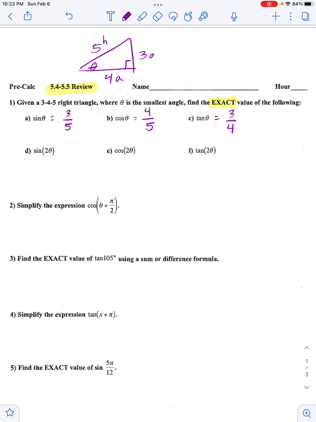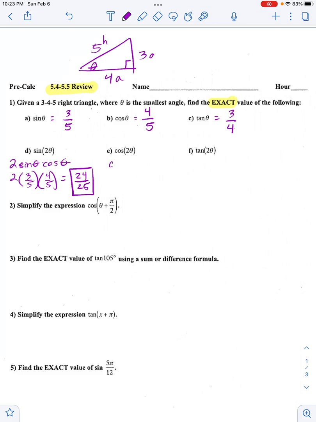So for sine 2 theta, I'm going to look at my formula, and it is to take 2 times the sine of theta times the cosine of theta. So for us, that's 2 times 3/5 times 4/5. And I'm going to do that on my calculator, and I'm going to hit math, enter, enter when I'm done, so that it reduces my fraction and gives me the right answer.